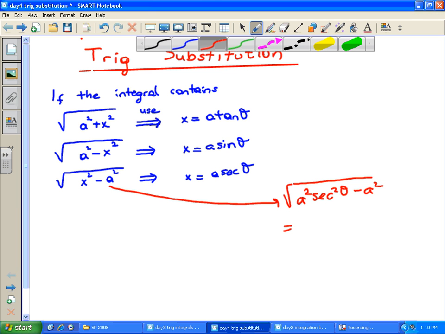By the way, let me ask you a question, because I see this all the time. Students make a mistake. This is what they do. They take this out. The first part is a secant theta, and they take the second part out as a. So they put like a secant theta minus a. Can we really do that?